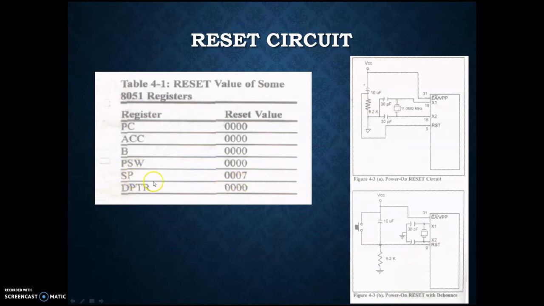Only the stack pointer will be reset to 0007H. Please be clear about that. After reset, the stack pointer value will not be set to 0000H. Now, why? It will be discussed later. So, this is the reset circuit.